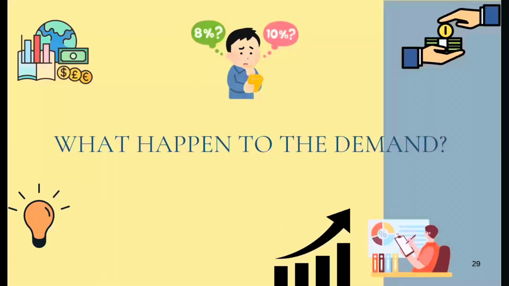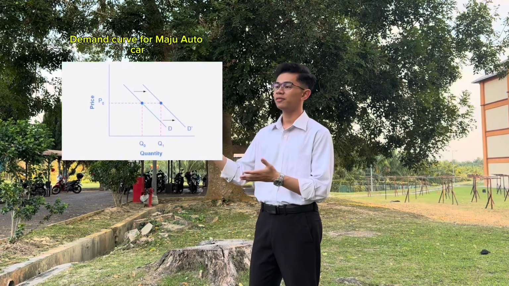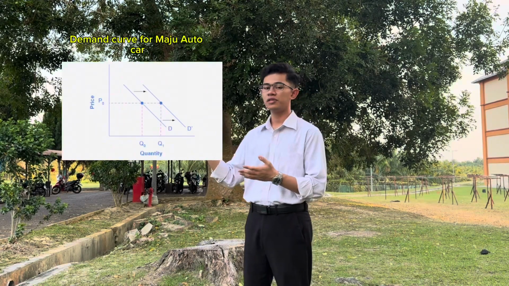After that, what happened to the demand? The graph of the change in demand will shift to the right because of the government increasing consumer income by 5% and the company decreasing their price by 10%, so the demand will increase.